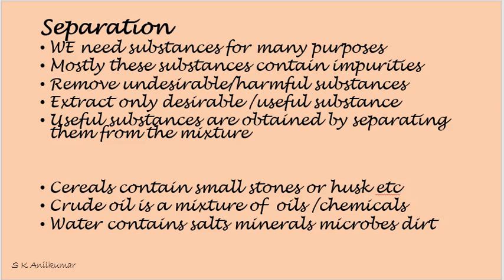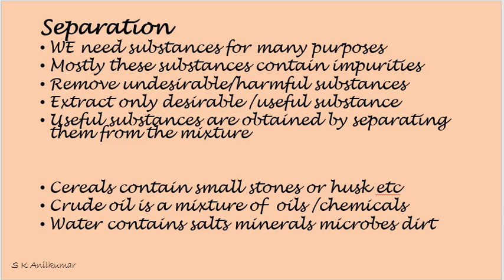So this means we get a lot of matter from Mother Earth, but these substances contain certain impurities. These are not exactly the substance that you need for a specific given purpose. Maybe you are looking for gold for jewelry, maybe you are looking for iron and steel for making machinery, maybe you are looking for cotton to make cloth.